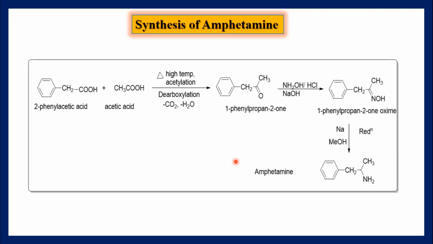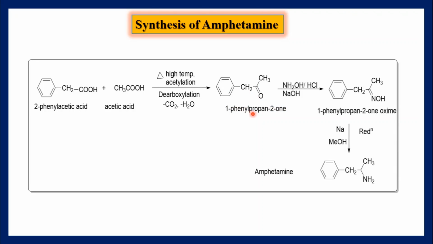Its synthesis starts with phenylacetic acid. The common name of this compound is phenylacetic acid, and its IUPAC name is 2-phenylacetic acid. This phenylacetic acid and acetic acid will react at high temperature, where the acetylation reaction takes place, the addition of an acetyl group, C double bond O CH3. Decarboxylation by the loss of water, H2O, gives phenyl acetone. Its IUPAC name is 1-phenyl propane-2-one.